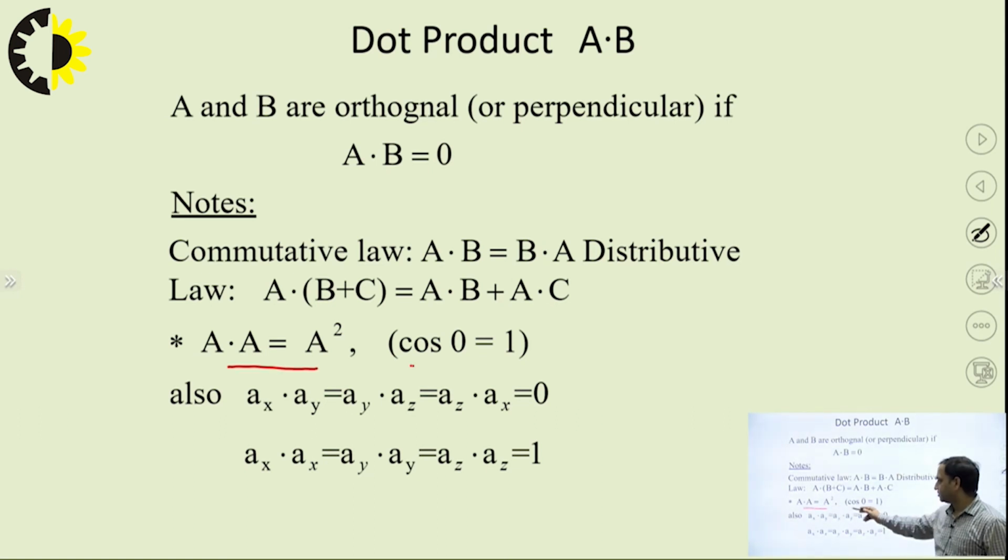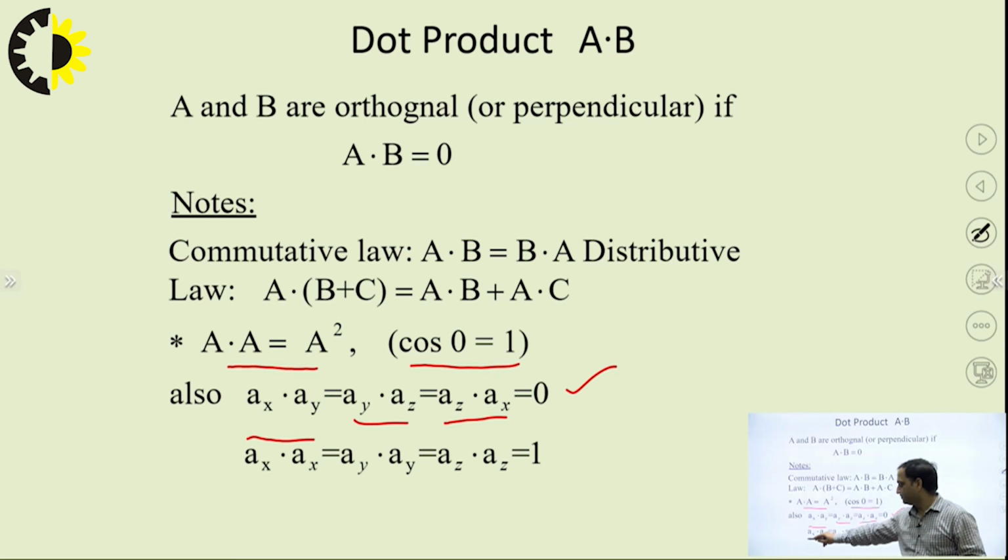Here the cos 0 is 1. The last and very important point is this: when we multiply different components, like AX with AY, or AY with AZ, the multiplication will give the result 0. When we have the same component multiplication, like the same directions, AX into AX, AY into AY, AZ into AZ, in that case the resultant will be 1.